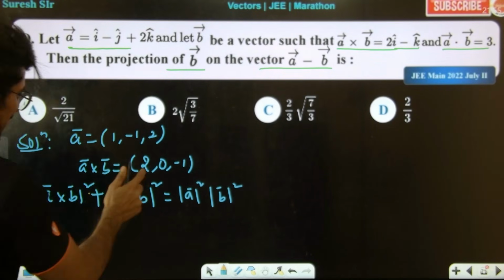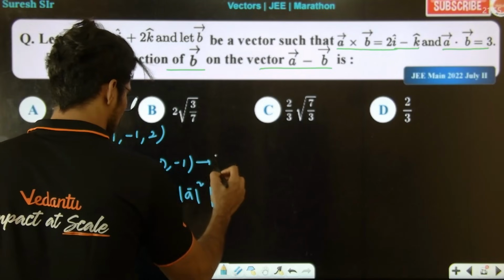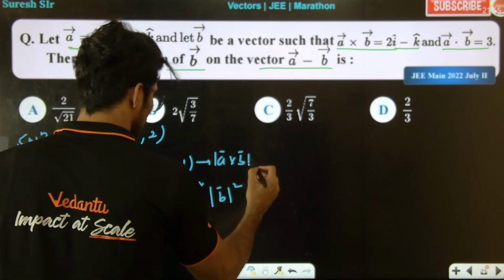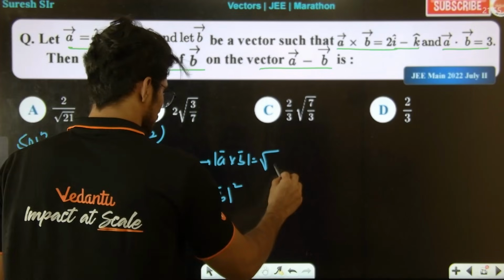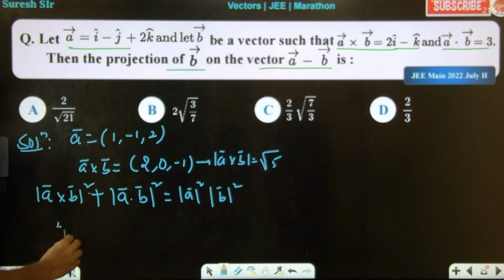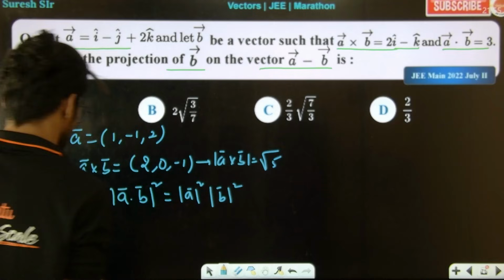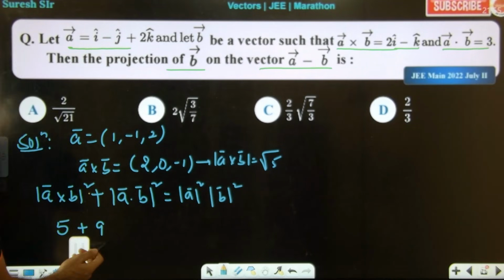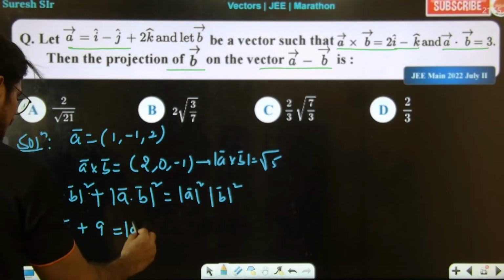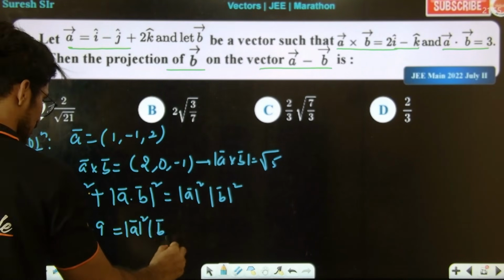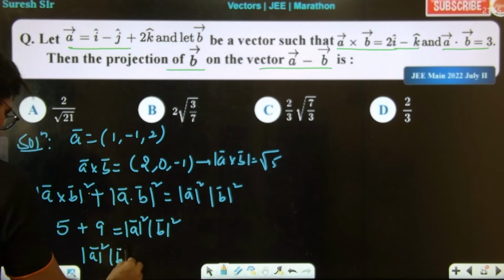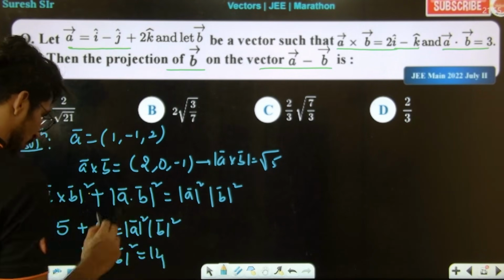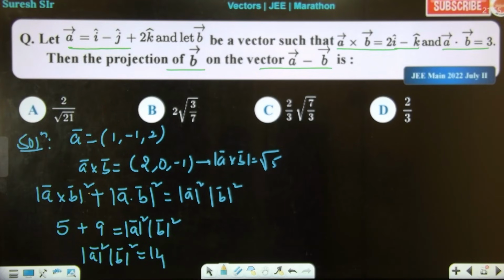So what is the magnitude of A cross B here? 4 plus 1, which is root 5. So this is root 5 whole square plus A dot B whole square. What is A dot B? 3, so A dot B whole square is 9 here. This is equal to magnitude of A square into magnitude of B square. So magnitude of A square into magnitude of B square is equal to 14. Any doubt?